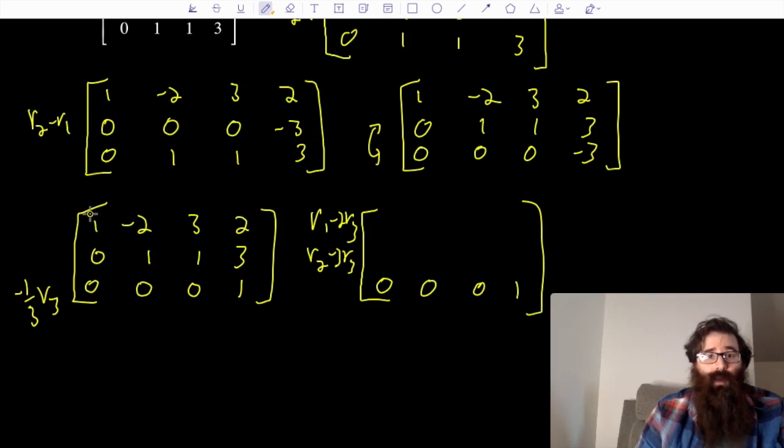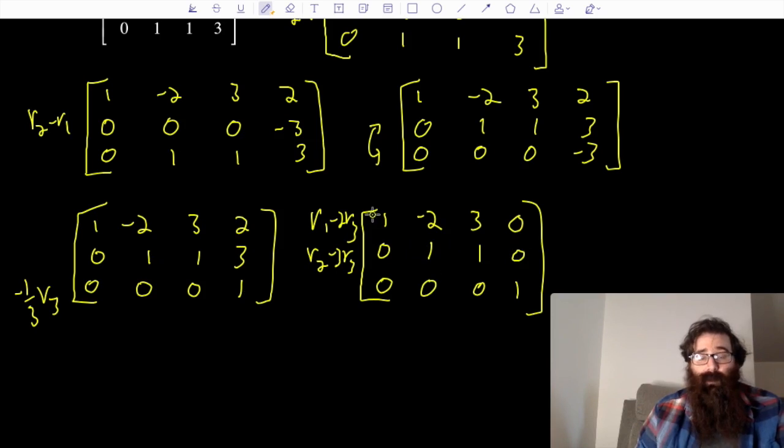But here I'm going to get 1 minus 2 times 0 keeps my 1. Negative 2 minus 2 times 0 keeps my negative 2. 3 minus 2 times 0 keeps my 3. But 2 minus 2 times 1 gives me that 0 that I had wanted. And similarly here in row 2, 0 minus 3 times 0 gives me 0. 1 minus 3 times 0 keeps my 1. But 3 minus 3 times 1 gives me that 0 that I wanted.